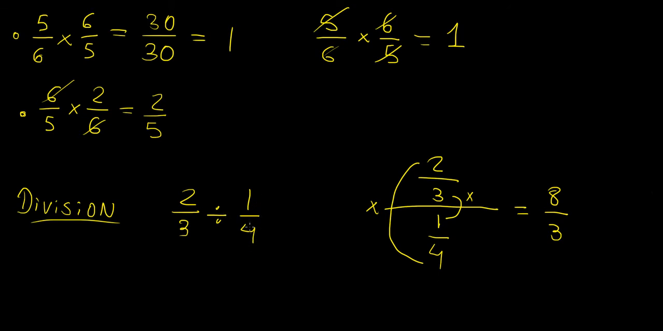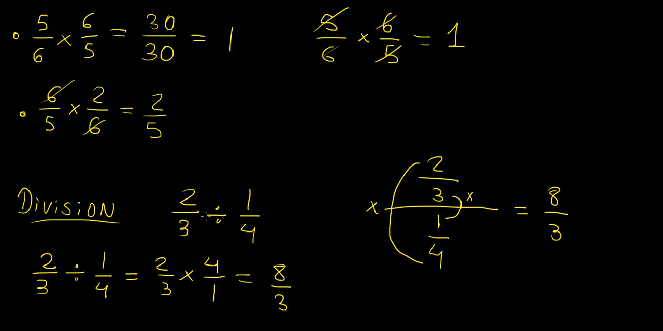Another method we could use is we can actually change this to a multiplication sign by simply flipping around the numerator and denominator on the right fraction. So 2 on 3 divided by 1 on 4 is the same as writing 2 on 3 times 4 over 1, which is just 4, and then we have 8 on 3.